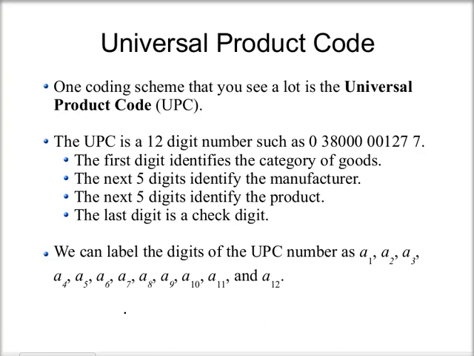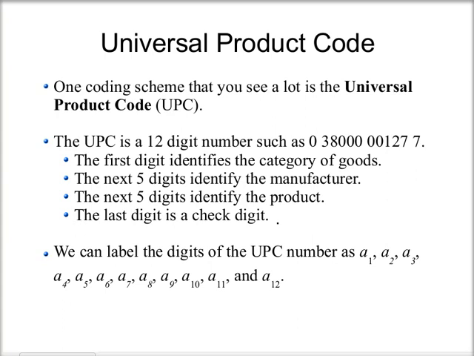This is a coding scheme that you should all be pretty familiar with, the Universal Product Code, or the UPC. Almost every product that you buy is going to have a UPC code, which is a 12-digit number like this one here. And it's broken up, so you've got one digit, then a group of 5 digits, another group of 5 digits, and then the last digit, which is a check digit. So the first digit is going to identify the category of goods that the product is in. The next 5 digits identify the manufacturer, and the next 5 digits identify the product, while the last digit is a check digit.